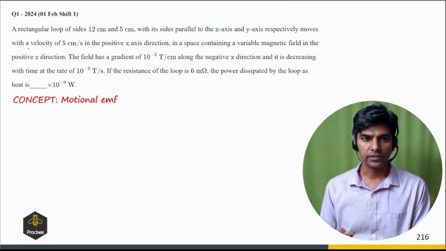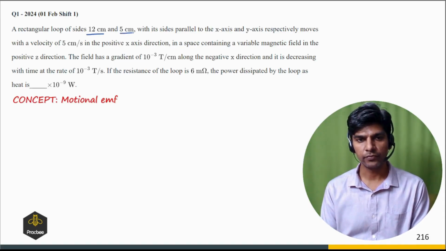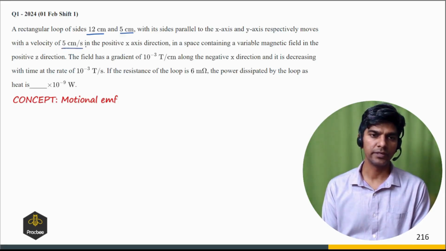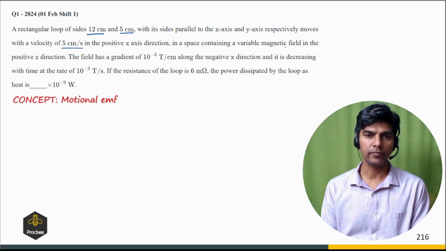Now let us see this illustration. A rectangular loop of side 12 centimeter and 5 centimeter, with its sides parallel to the x-axis and y-axis respectively, moves with a velocity of 5 centimeter per second in the positive x direction in a space containing a variable magnetic field in the positive z direction.